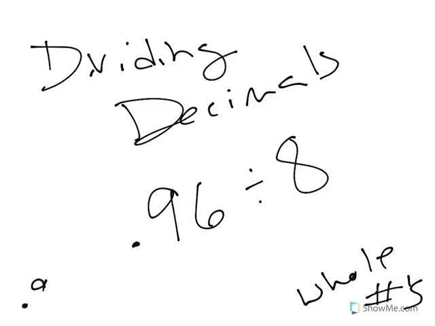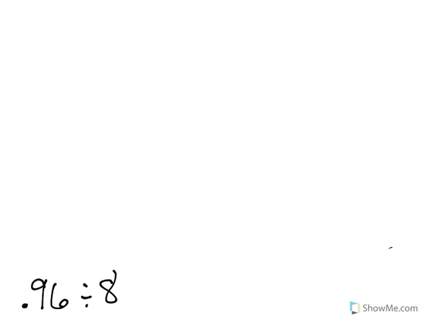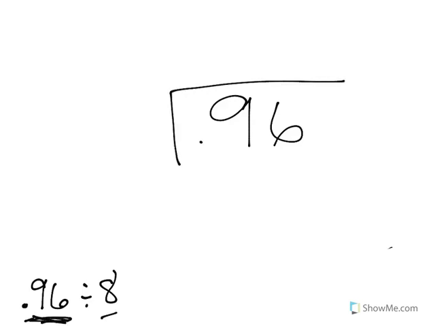Our problem is 0.96 divided by 8. So let's erase everything else. We're going to write it just like we would write a normal problem. The number that's getting divided up goes in the middle. The number you're dividing by goes on the outside. Now, on this number, you notice the decimal is before the first number, so we're going to carry our decimal right up here.